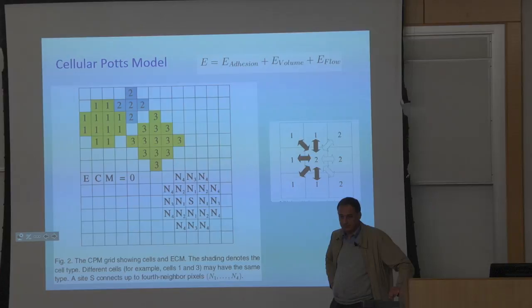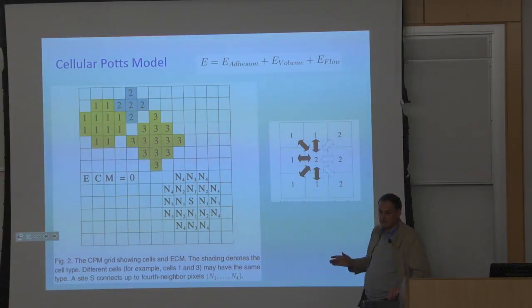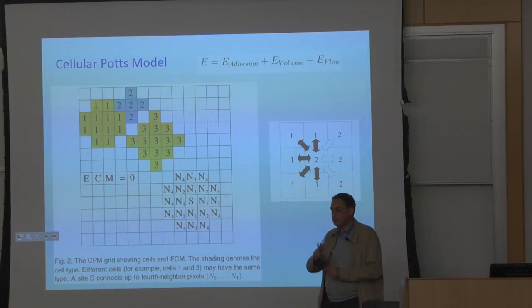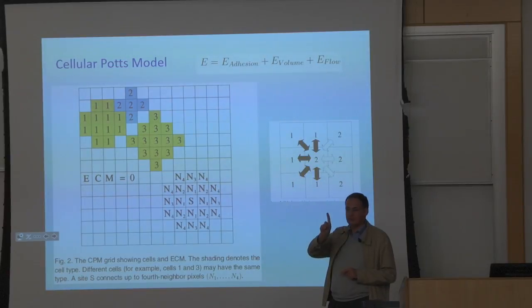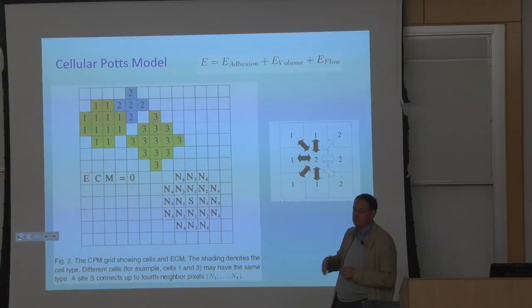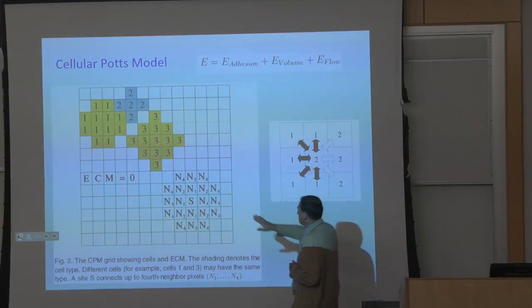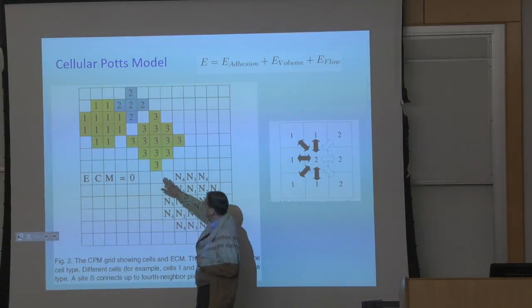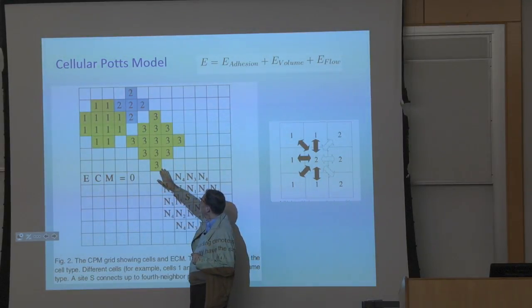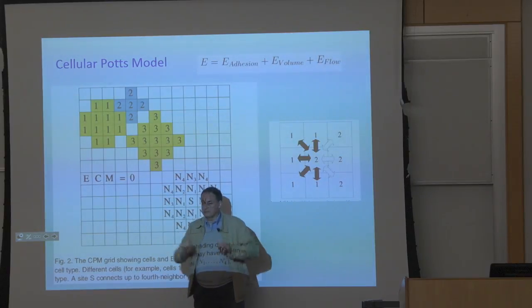So the Potts model is an extension of Ising. Instead of just having spins or charges up and down, you make it multidimensional. Okay? And the cellular Potts model is an extension of the Potts model in the following way. Suppose we have a distribution of multidimensional indices in such a way that you have clusters.